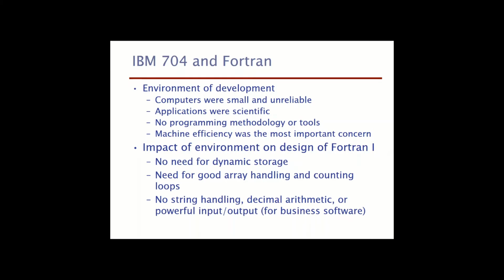Let's just look at the context Fortran 1 came in. Computers were extremely inefficient and unreliable, small in memory. The processing speed was extremely slow compared to today. Applications for scientific use were extremely popular. They needed some programming ability to calculate scientific things back then, so they were desperate for machines like that.